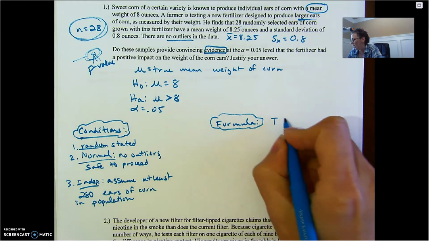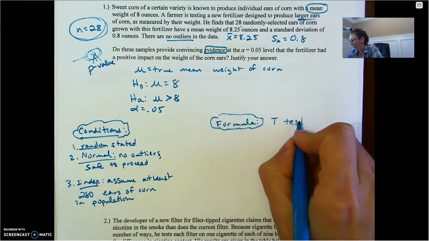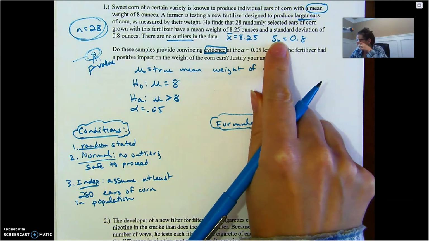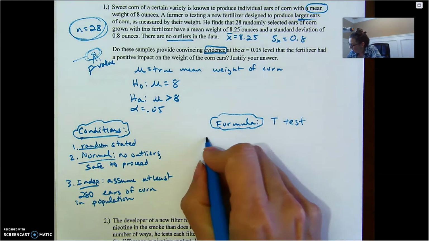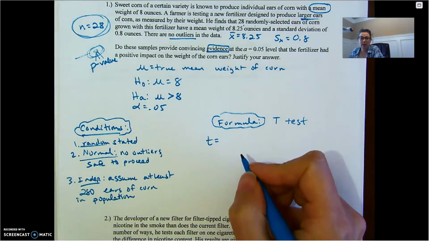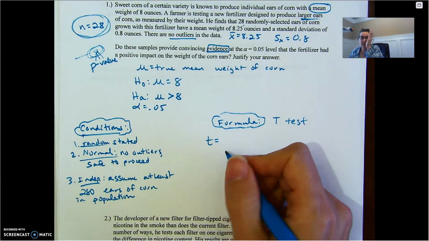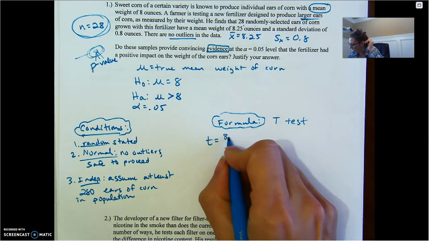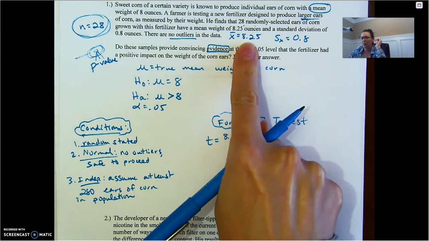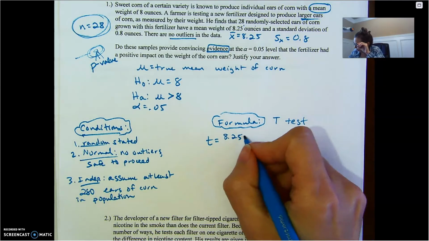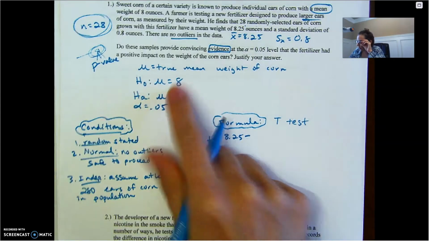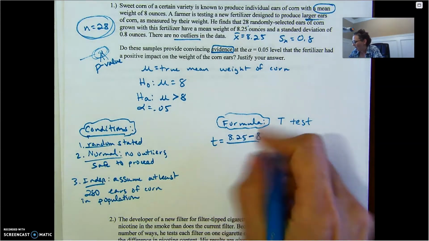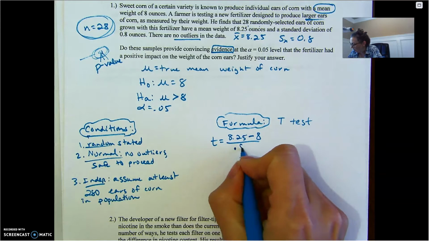Alrighty, this is a t-test, right? It's a t-test because we're working off of a sample standard deviation. All right, so we're finding where we are on the t-curve. How far away from the middle are we? Okay, so this is where we take our sample. So our sample is 8.25 ounces. That's what this new corn is turning into. We want to see how far away that is from what we usually expect, which was the 8, divided by how many standard deviations that is, so 0.8.